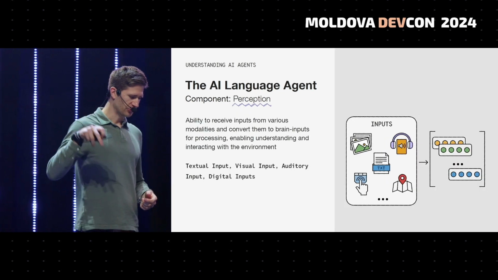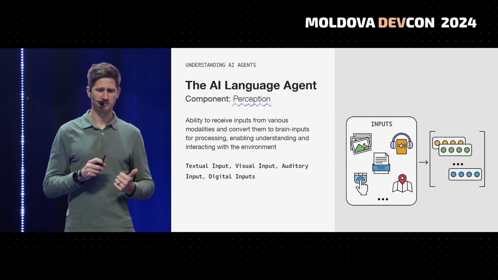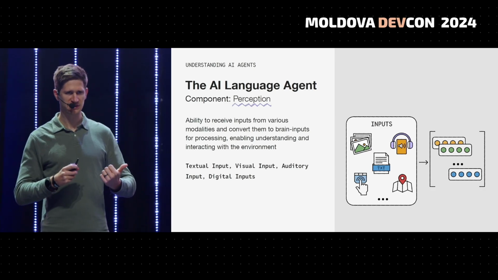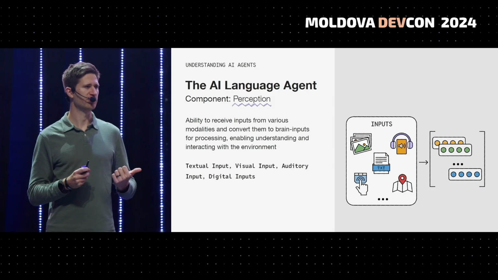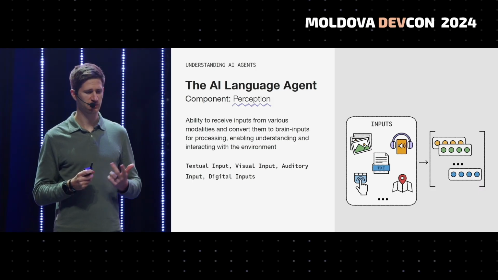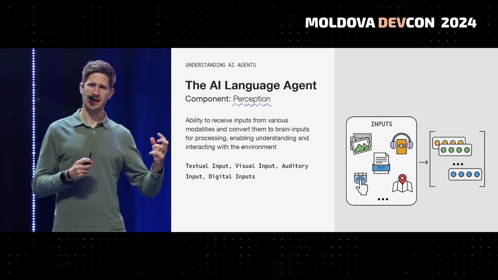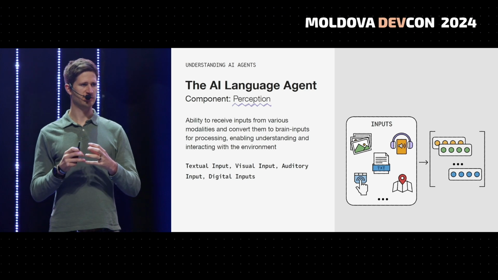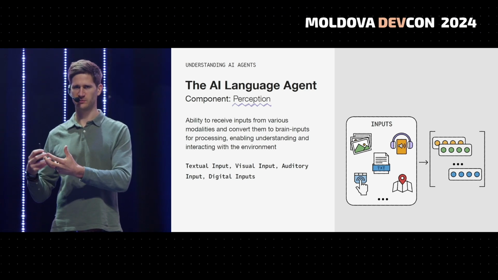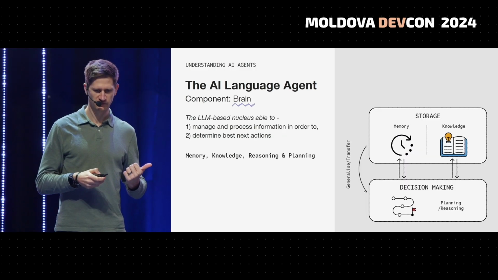To quickly touch on those three components of our architecture, the first one being perception. Perception is really the ability for this software system or agent to receive inputs in various modalities. So it could be text inputs, visual inputs, auditory inputs, digital inputs from sensors, actuators, and the ability to take those inputs and convert them into what we call brain inputs for this brain component to actually process. So this is one thing we typically see in these agents.